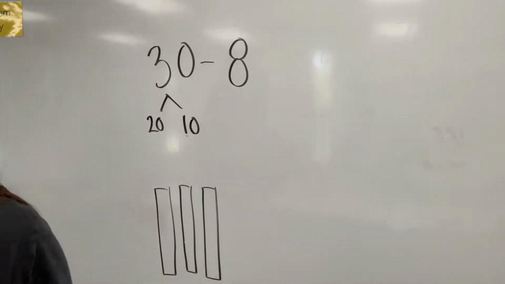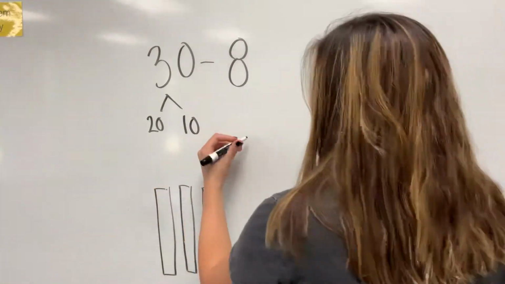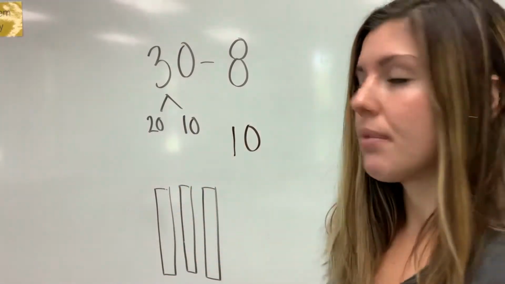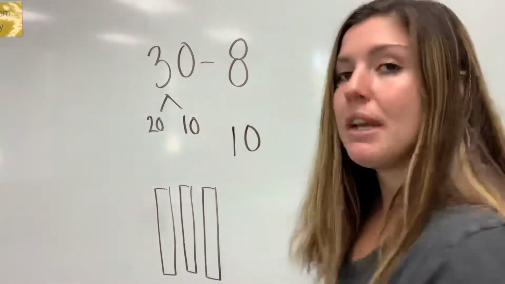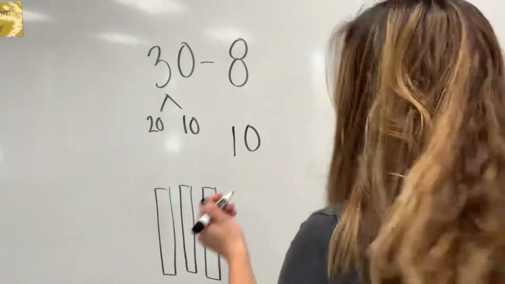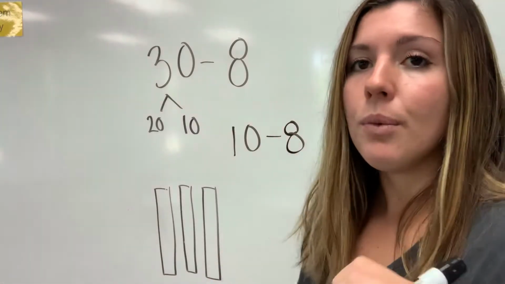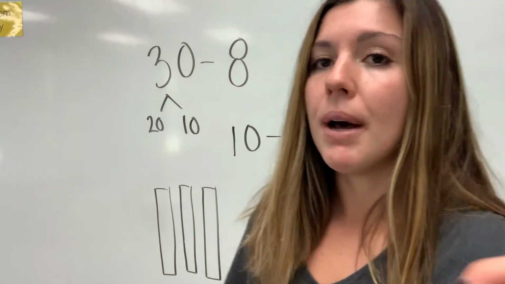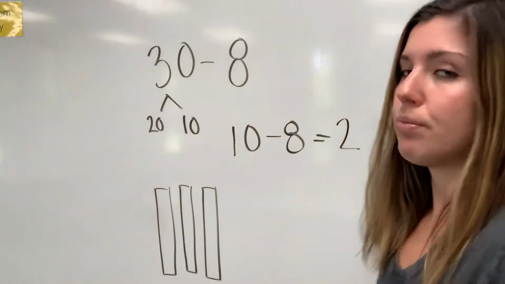Next step, what we're going to do is start with our 10. Every single time, you start with your 10. Then you're going to see how many I am taking away. I'm taking away 8. So 10 minus 8 would equal, you can use your fingers for this if you need to, but if you already know it off the top of your head, it would be 2.